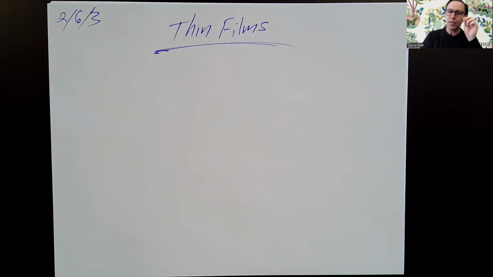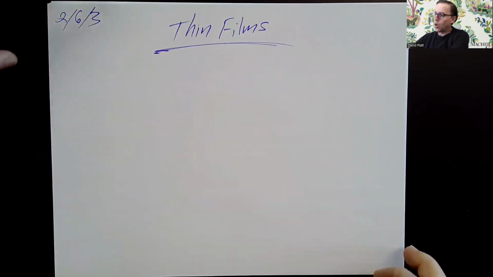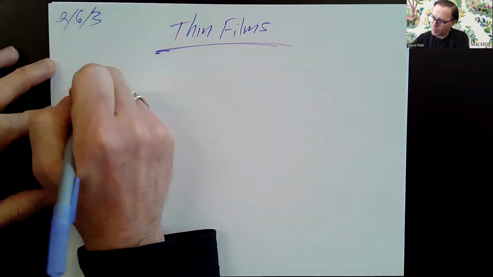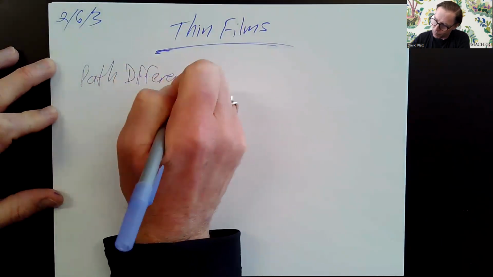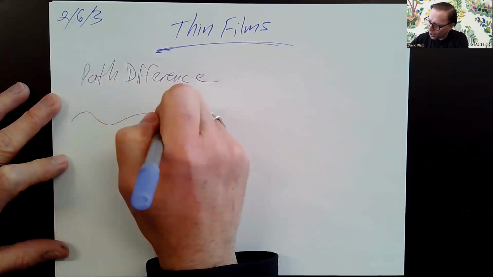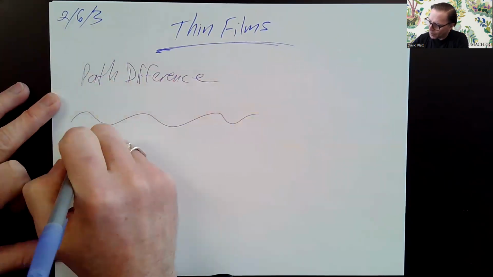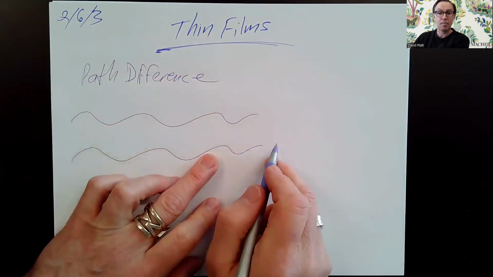Okay, so there's a few things we need to talk about as prerequisites, things that I've already taught you about that I'm just going to review really quickly. One is called path difference. And the idea is, if I have a wave that's traveling along, and I have another wave that's traveling along, and they get to the same place.